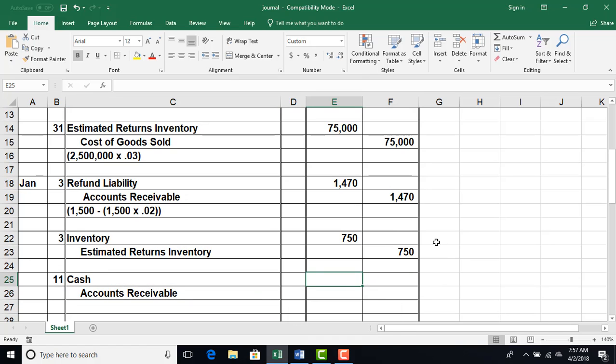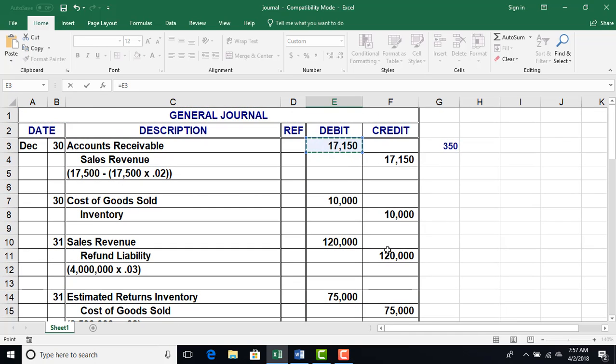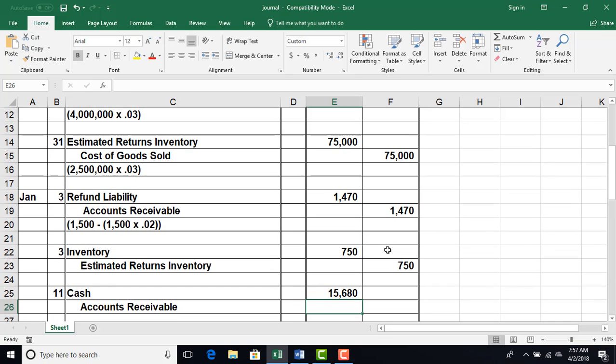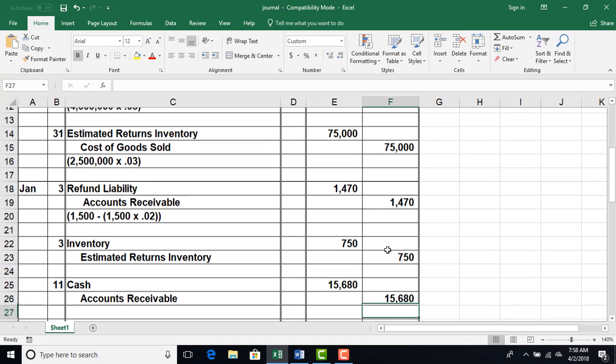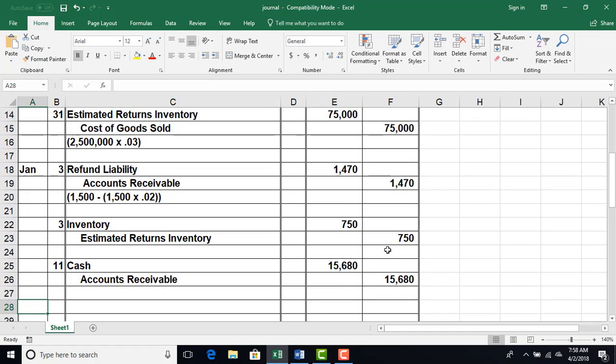If I look back at the very first amount that I said they owed me, all the way back up here at the top, I said they owed me $17,150, and then I'm going to subtract out the amount right here, $1,470, of their return. That tells me they owe me a total of $15,680, so that is what they will pay me. So it'll be a debit to cash and a credit to accounts receivable of $15,680.